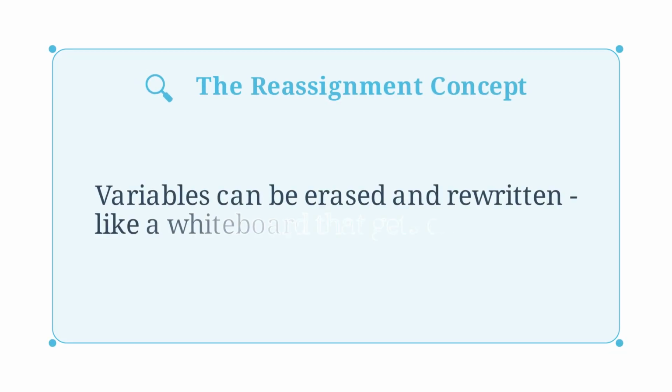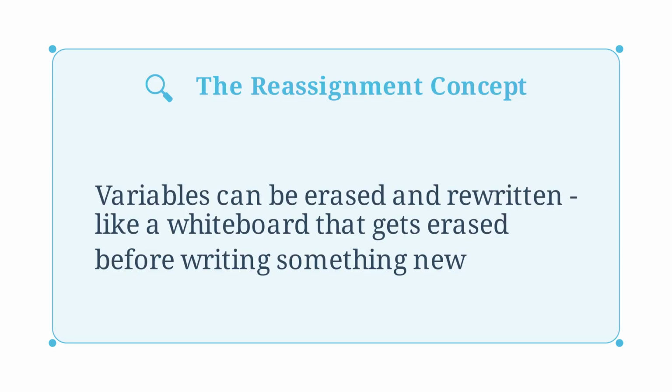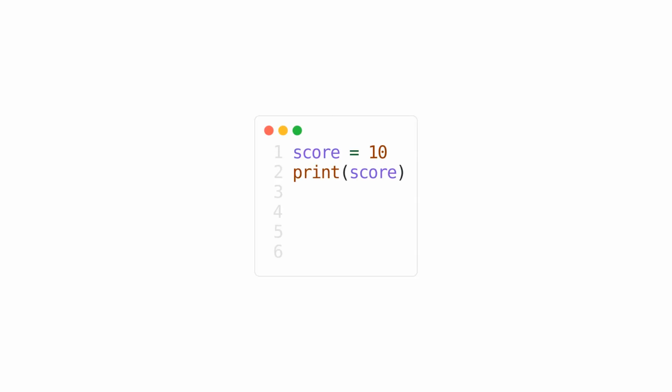Here's the amazing thing about variables. They're not permanent. Unlike writing in ink, variables are like whiteboards. You can erase the old value and write something completely new. Let's watch this step by step.